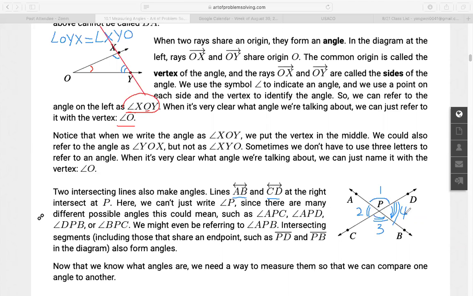And angles 2 and 4 are also vertical angles. They are also exactly the same. Okay, so then you got this concept.